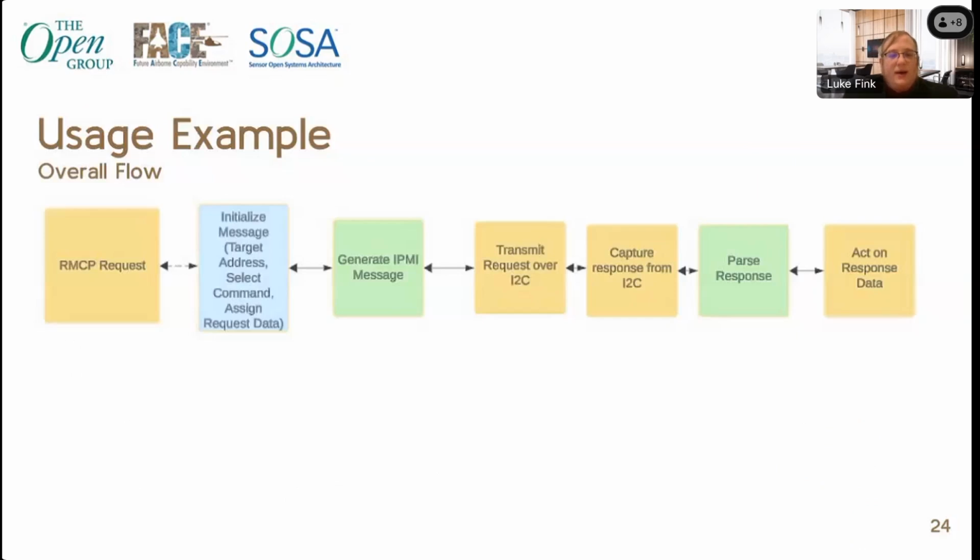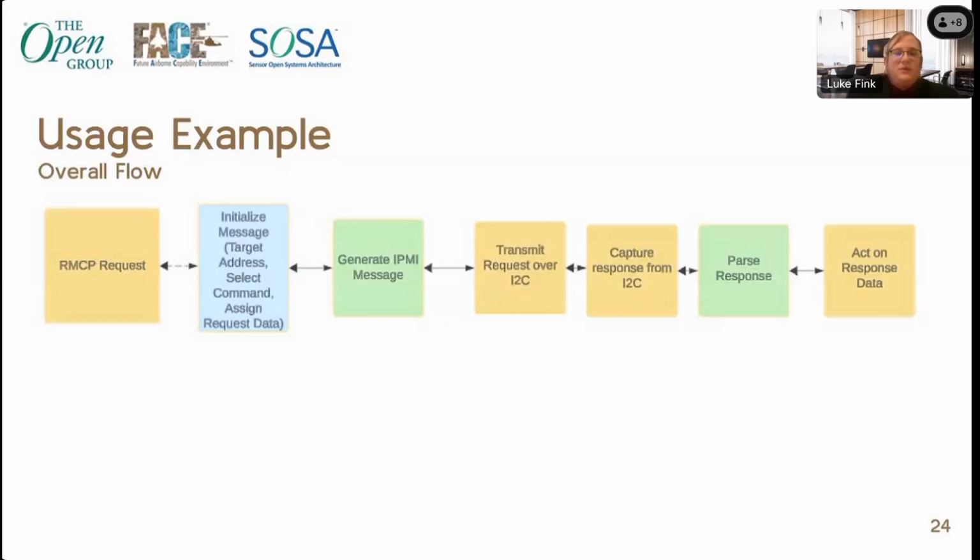This is just an illustrative example of how an RMCP request would be handled. Again, this is IPMI over LAN. Everything in yellow is something that is not handled by the software library itself, and green is handled. So if you receive an Ethernet or RMCP message over LAN, the UDP packet, you would be able to parse that out in the library and then generate an IPMI message to send over that I2C interface.